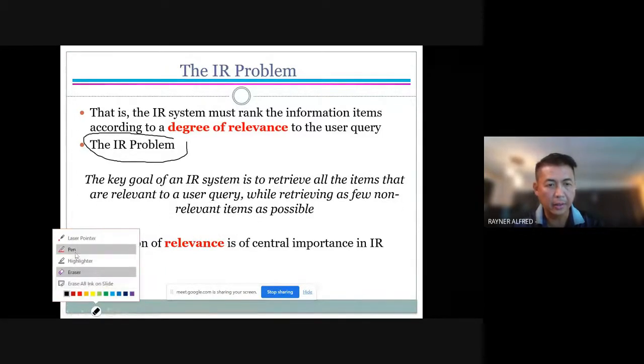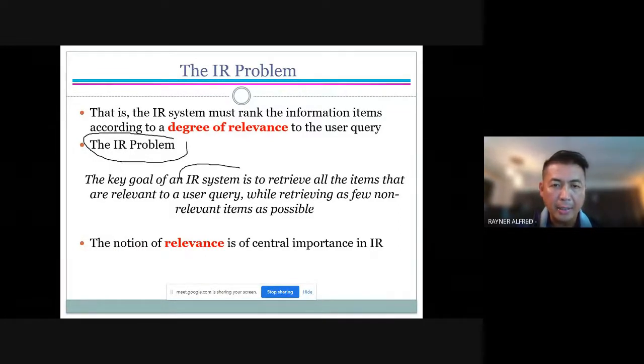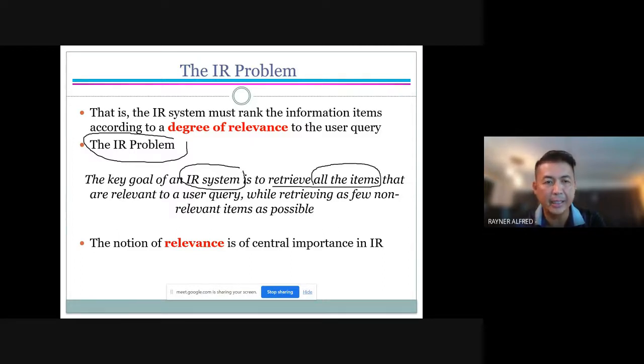Okay. So basically, we are dealing with an IR system that is able to retrieve all items that are relevant to the user query. Okay. And at the same time, we are trying to reduce the number of non-relevant items as much as possible.